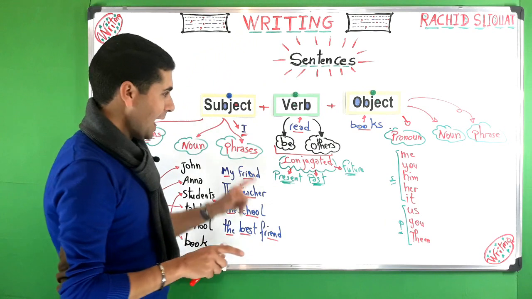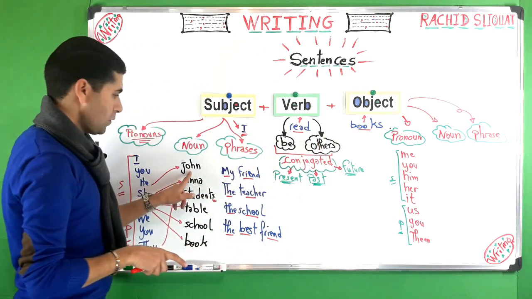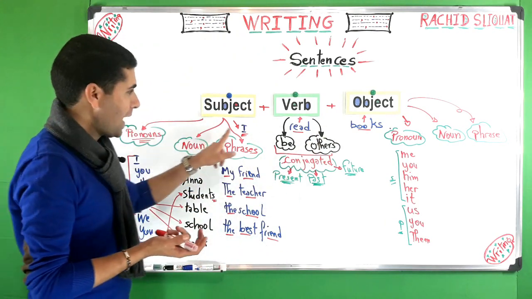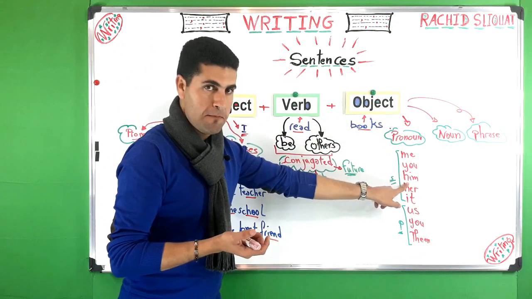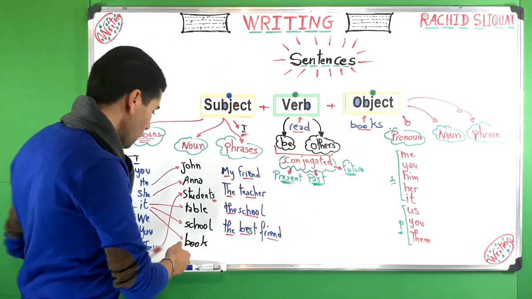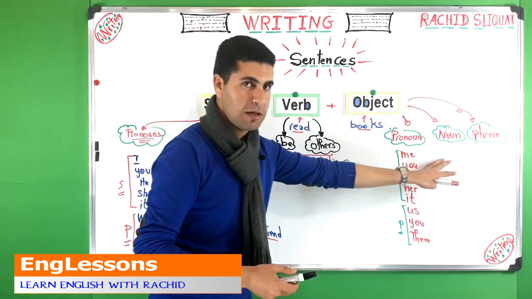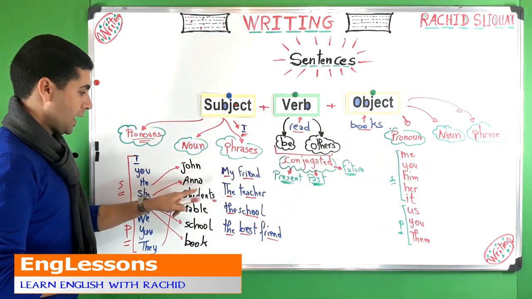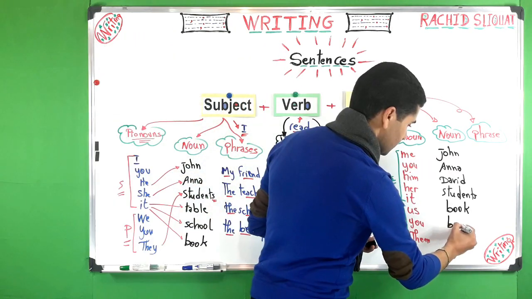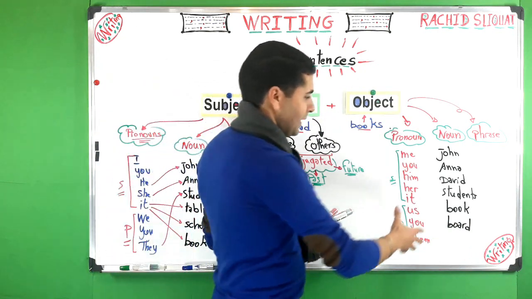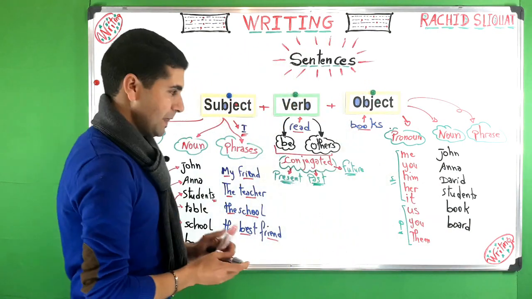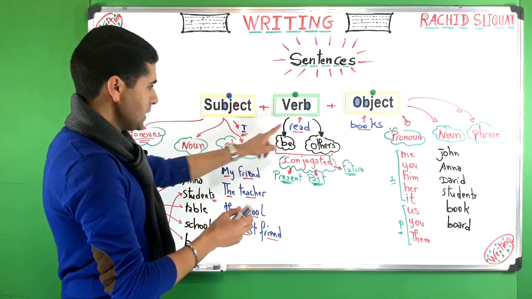For example, we can say I help David, or I help John, or I help him. The same goes for nouns, which can be, for example, John or Anna or student, board, etc. So these are examples of nouns. For example, I read books.